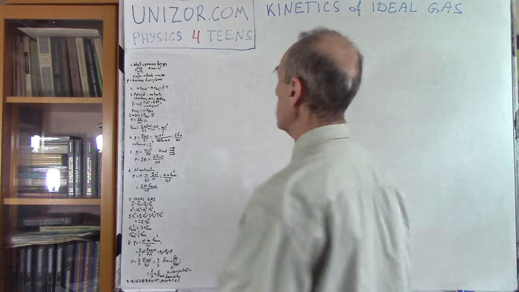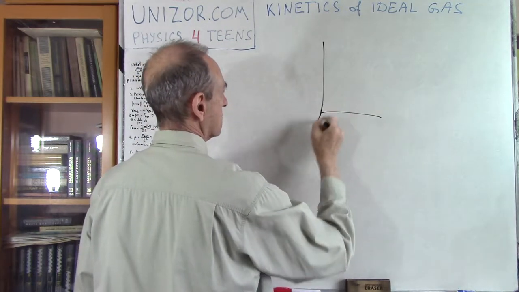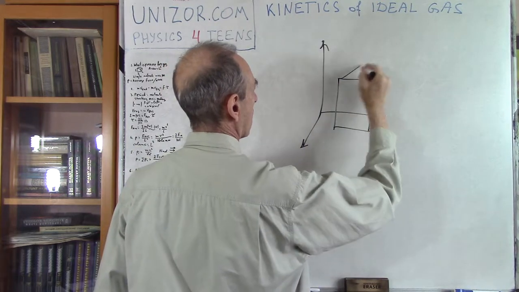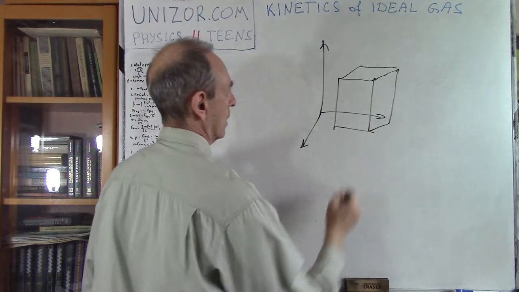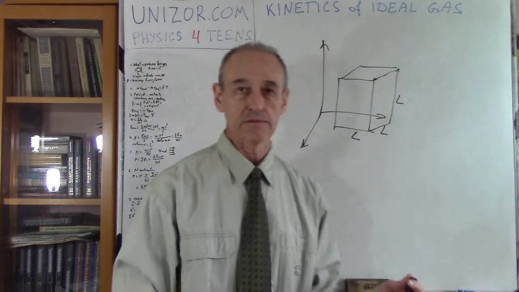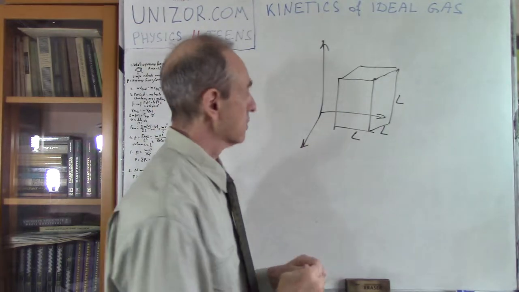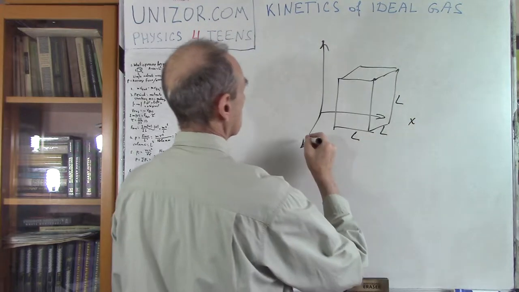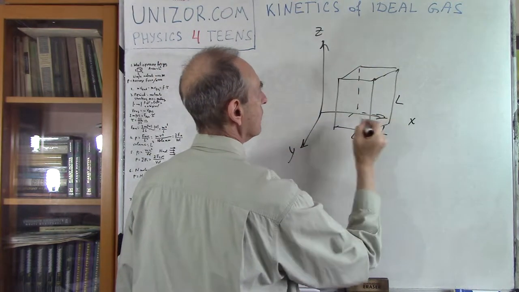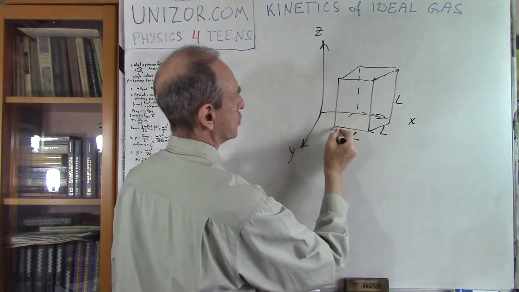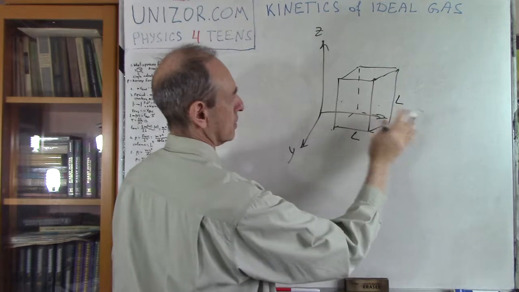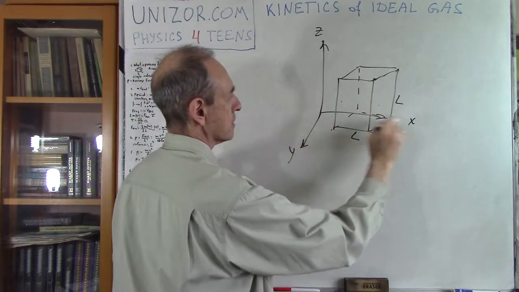And let's talk about one particular molecule which is enclosed. Let's say these are coordinates, and we have somewhere a cubical reservoir with gas, which has length of each edge L. So it's L by L by L. L is the length of the side, of the edge. Now, let's consider one molecule. So this is the X, this is Y, and this is Z. And let's consider one particular molecule which travels from this side, which is parallel to the YZ plane, to this side, which is also parallel to YZ. So it's only within the direction of the X coordinate.